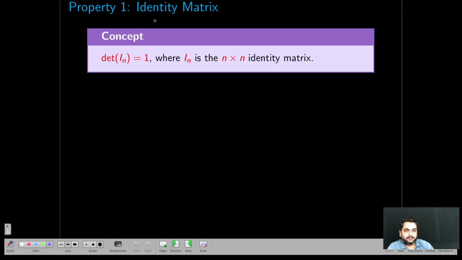So what is the determinant of an identity matrix? Identity matrix you already know. Let us take an identity matrix. Only the diagonal elements are 1, the rest of the elements are zeros. This is the example of the diagonal matrix I2, a 2 cross 2 square matrix. So what is the determinant of this? It is 1 into 1 minus 0, that is 1. So for any identity matrix, the determinant of In will always be equal to 1. This is the first property.